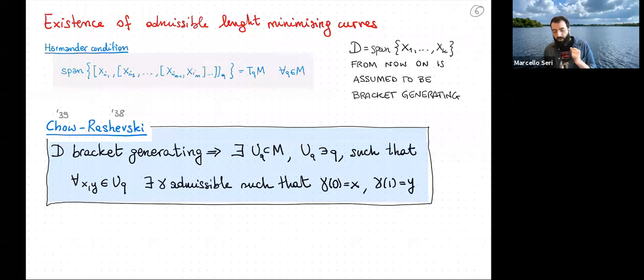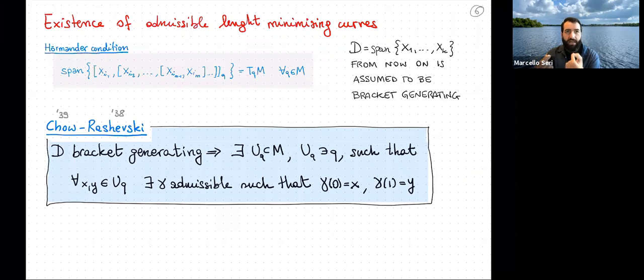And why is it useful to have this bracket generating or Hörmander condition assumption? Because under this assumption, there is this theorem by Chow and Rashevsky. Sometimes it's just Chow's theorem. That's a bit unfair because Rashevsky did find it before. But this theorem tells you that if your distribution is bracket generating, around each point you will find a neighborhood, might be small, such that every 2 points in the neighborhood are connected by an admissible curve.